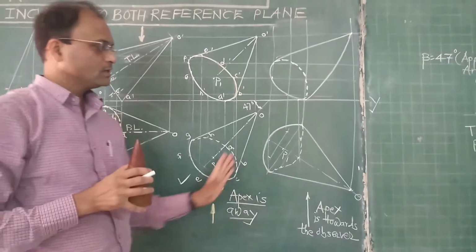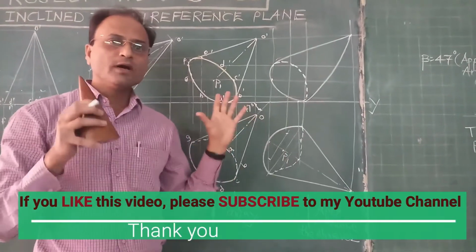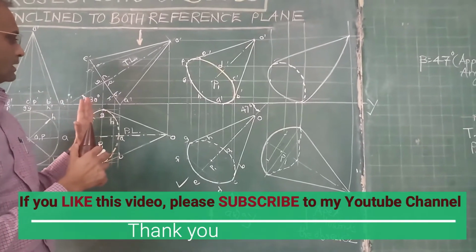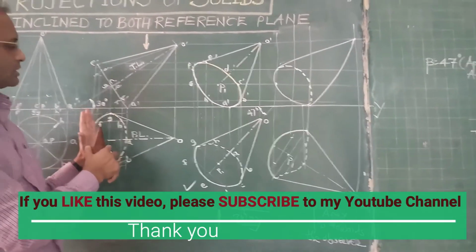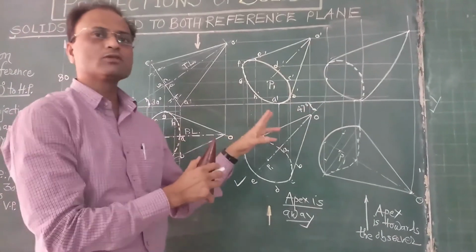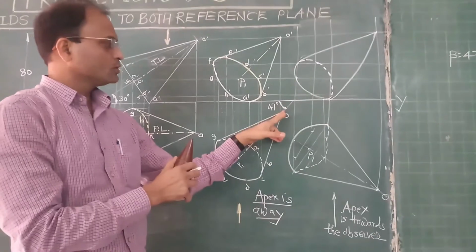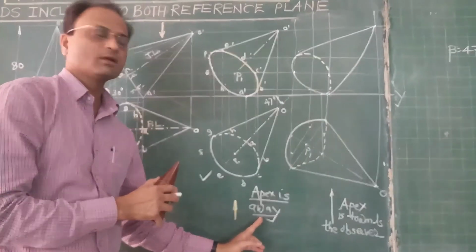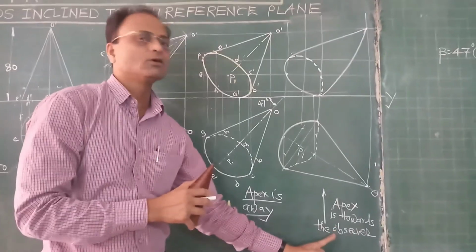Whenever this condition is specified in the statement, we have to take care that while reproducing this second, or intermediate position, top view, we reproduce it either this way or this way. So I hope you understood how to reproduce this top view if you want the apex away from the observer or if you want the apex towards the observer.